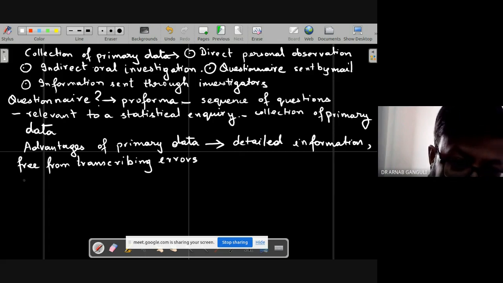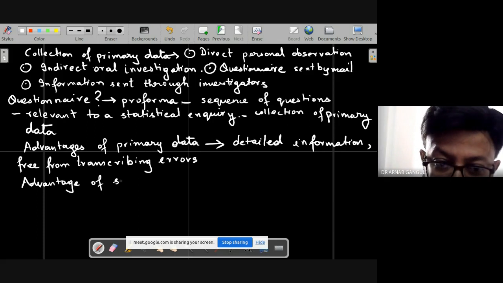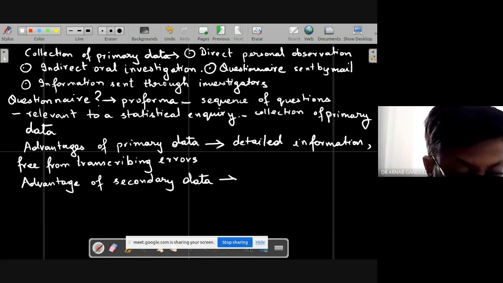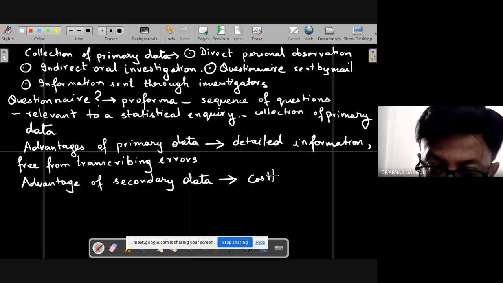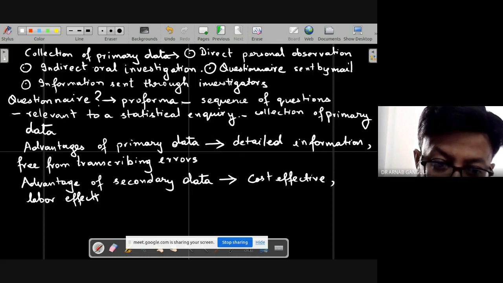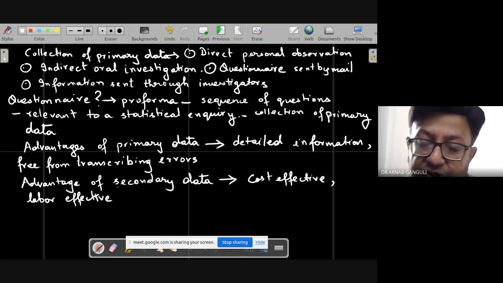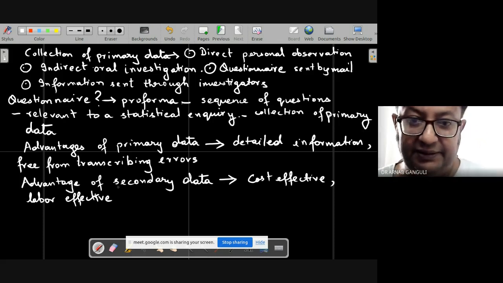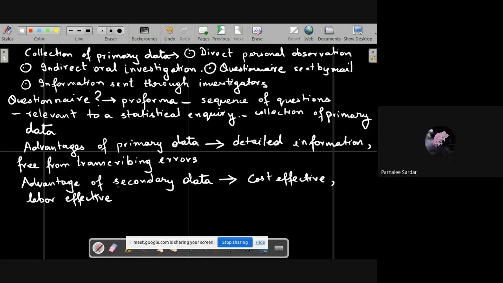And now the advantages of secondary data. What are the advantages of secondary data? Cost effective. Labor effective. You don't have to send a person to the field, with their food and stay. You don't have to do this. Okay. Did you understand? Yes, sir. Okay. Sunandar Paswan, did you understand? Yes, sir. Okay.